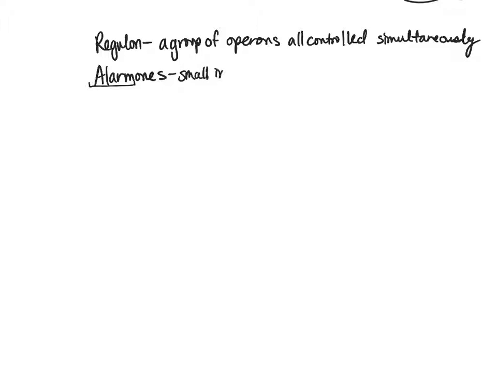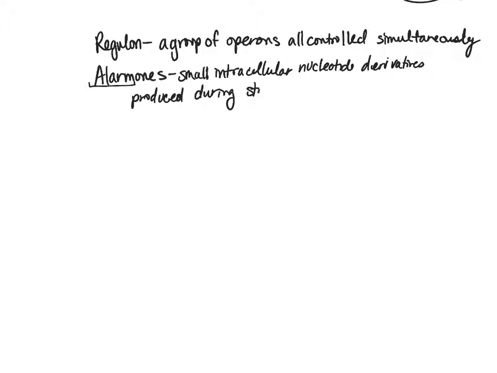So small intracellular nucleotide derivatives are produced during stress. When these are produced, it changes which genes are expressed, and then it will stimulate specific stress response genes.